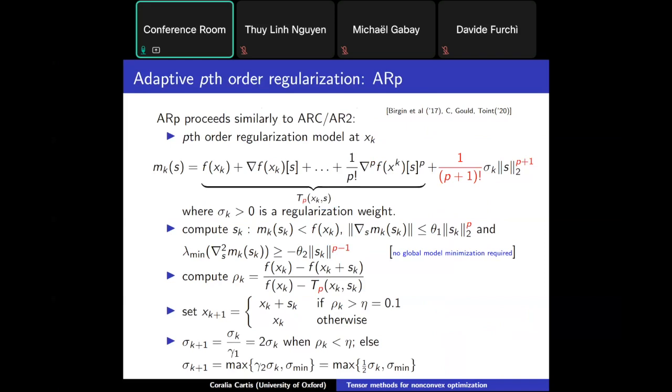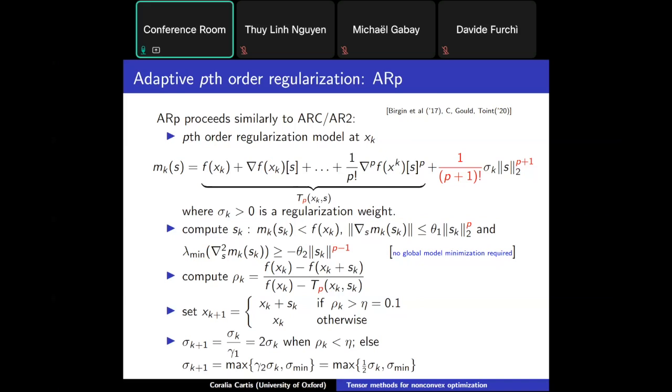It goes to a pth order Taylor approximation of order p greater or equal to 2, with a p plus 1 regularization term here, still the 2-norm, and we only require local minimization. So that's good, because now this is quite difficult. So I'm just happy to get an approximate stationary point here. And then I'm going to measure progress with respect to this, and the rest stays the same.